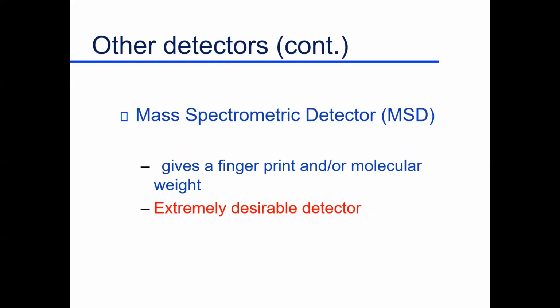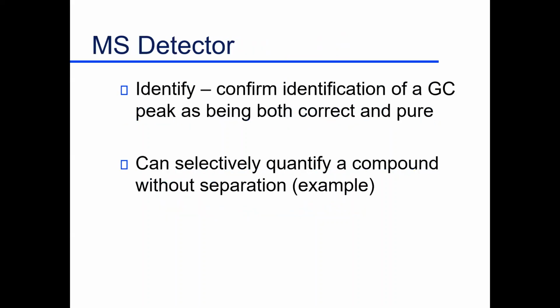It basically not only gives you a line on a piece of paper that says, guess what, something came out here. It has the ability to tell you what came out there. And so that's a big step forward. It's a really desirable detector, exceedingly useful. I'll give some examples of that.